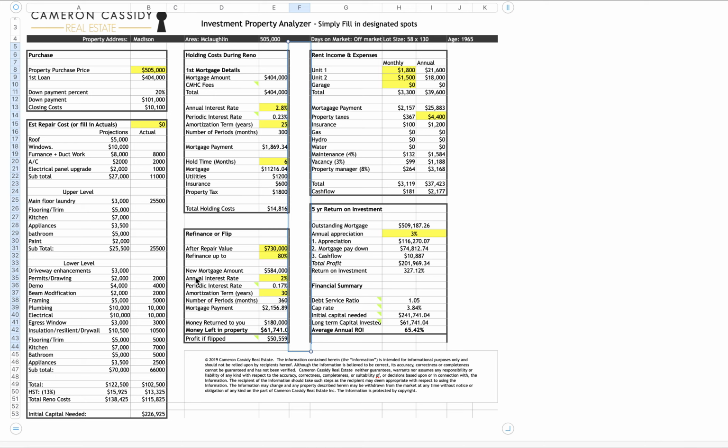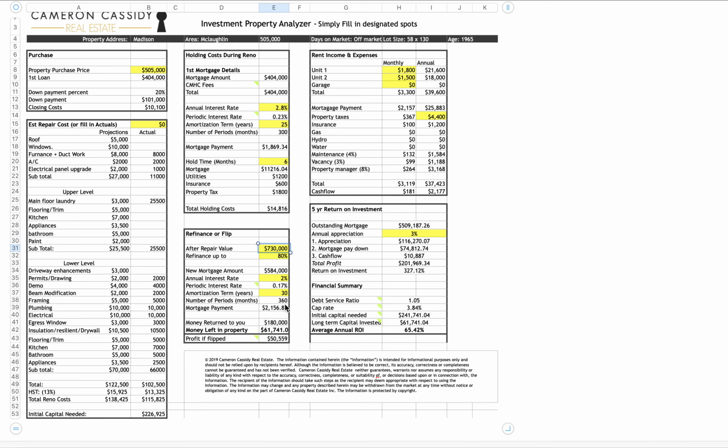Then if you're going to flip it or refinance or what it's worth after, right? So we bought it for 505. We're going to put in 115,000 and we believe it's going to be worth 730 once we're done. So a nice little lift there.